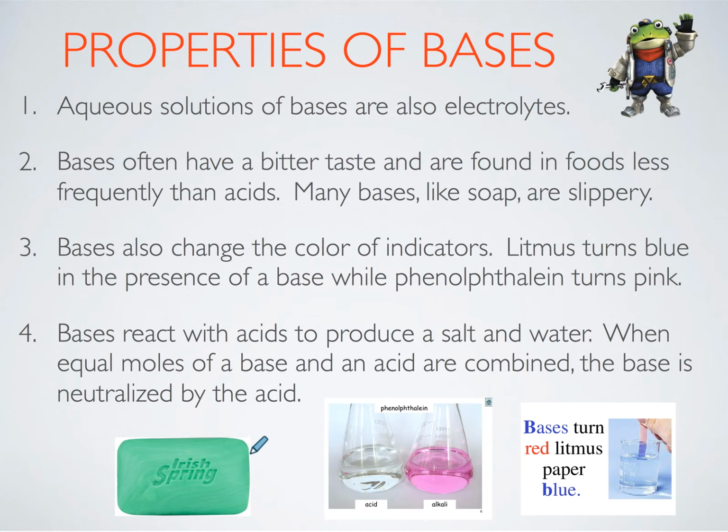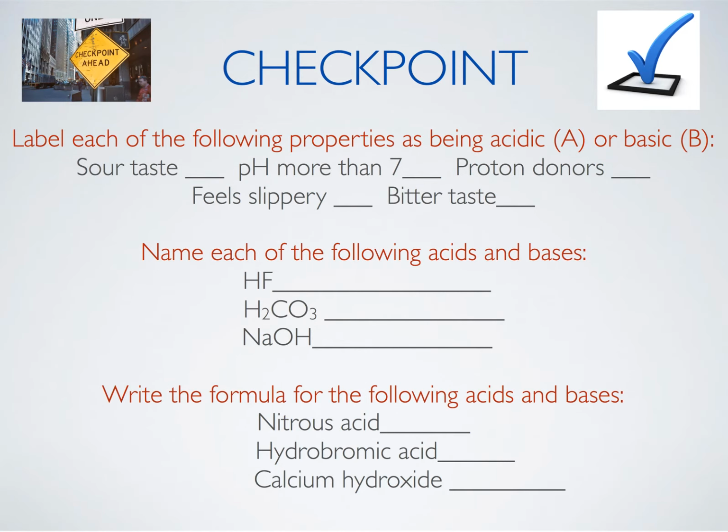So this is the same point from the acid slide. Just know that an acid plus a base is going to neutralize. They cancel out. So at this point in class, we would go through our checkpoint. So sour taste, that is an acidic property. pH of more than 7, so that'd be like 8, 9, 10, that would be basic. Proton is another word for hydrogen plus 1, so that would be an acid. Acids give off that. Slippery and bitter taste would be basic properties.